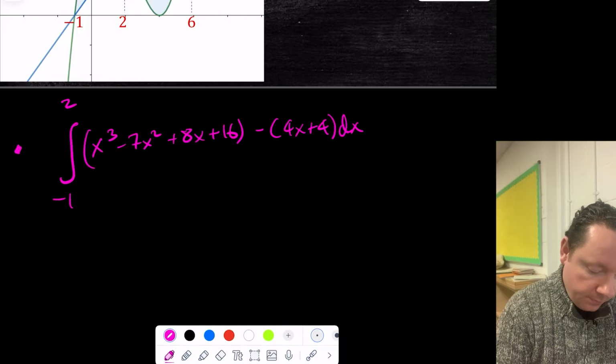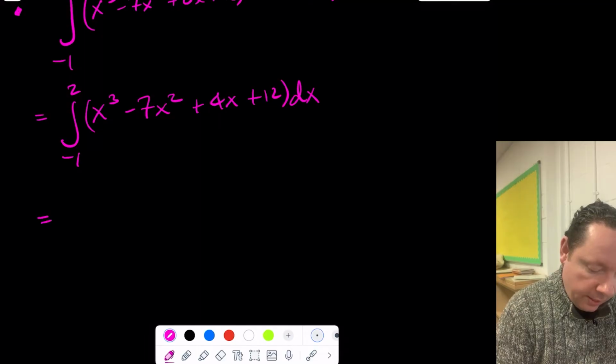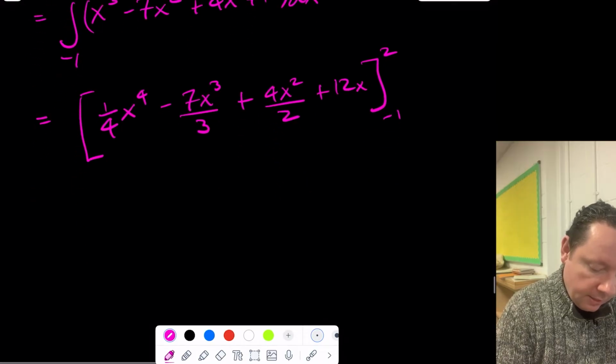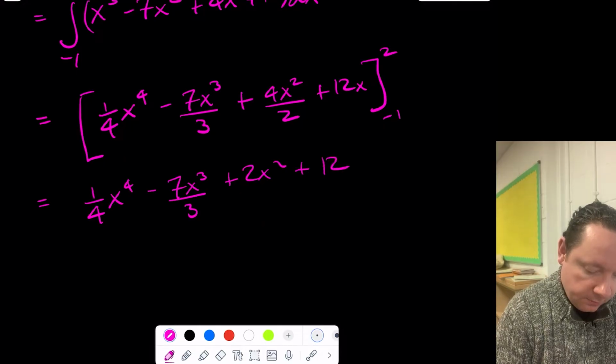So that gives me the integral between minus 1 and 2 of x cubed minus 7x squared, 8x minus 4x is 4x, and 16 minus 4 is 12, dx. So integrating that out, we get a quarter x to the 4 minus 7x cubed over 3 plus 4x squared over 2 plus 12x, between minus 1 and 2. Tidying that up, you get a quarter x to the 4 minus 7x cubed over 3 plus 2x squared plus 12x.